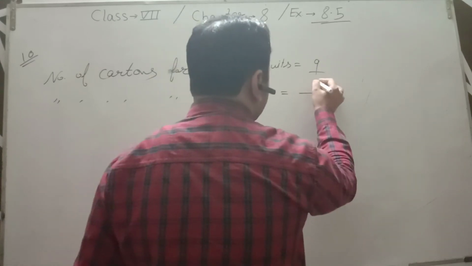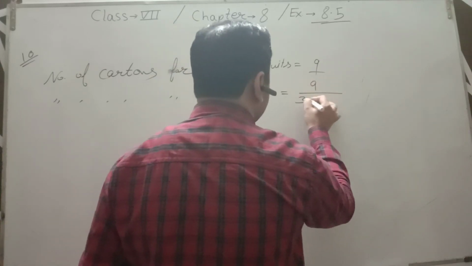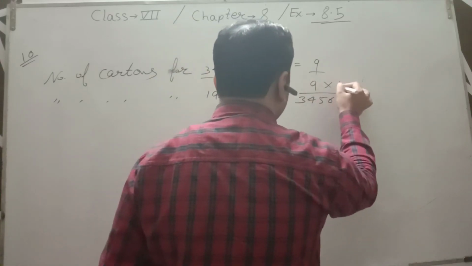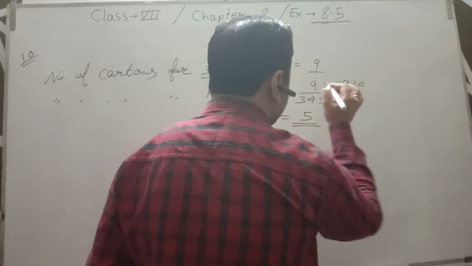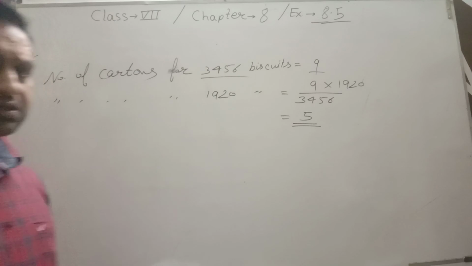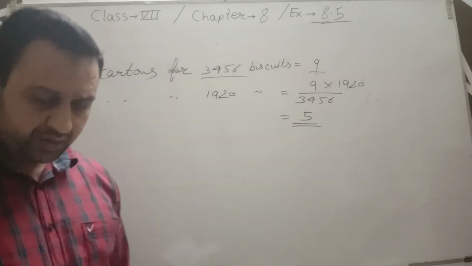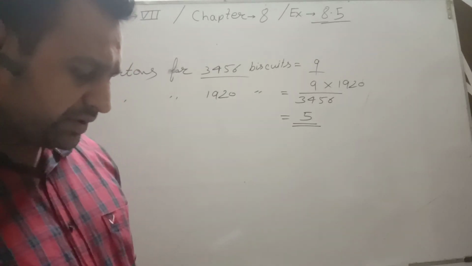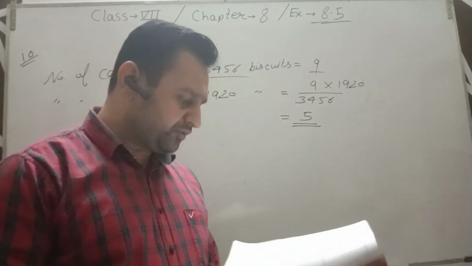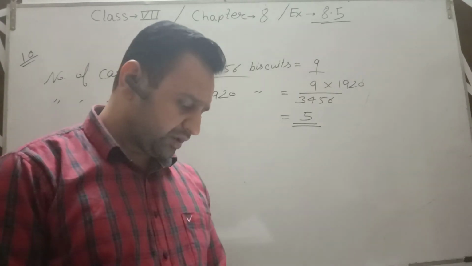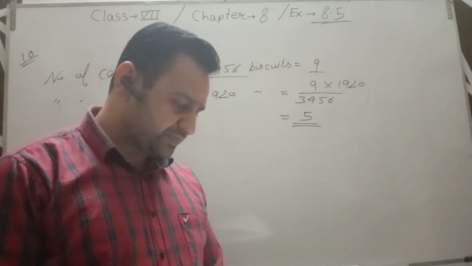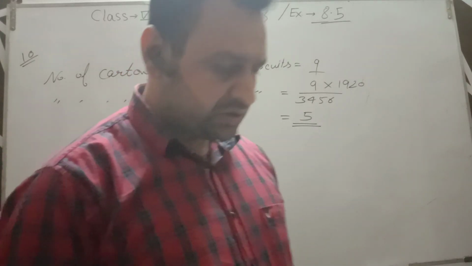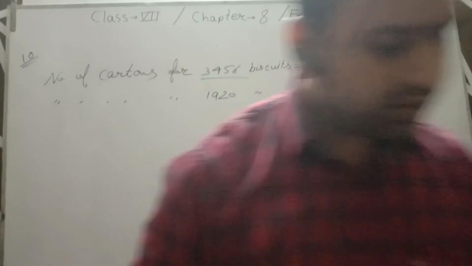So 9/3456 multiplied by 1920 and the value we obtained is 5. The number of cartons is equal to 5. So I hope question number 10 is clear. So exercise 8.5 is complete. In the next video we continue with exercise 8.6. So just note down and thank you very much.